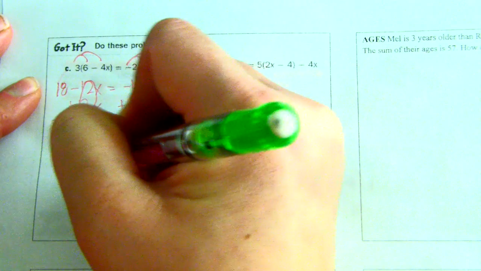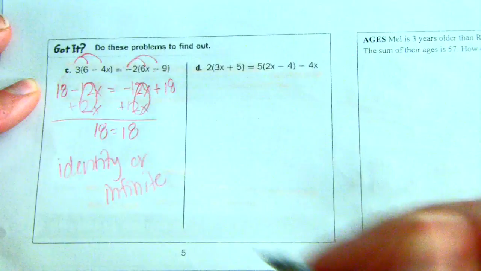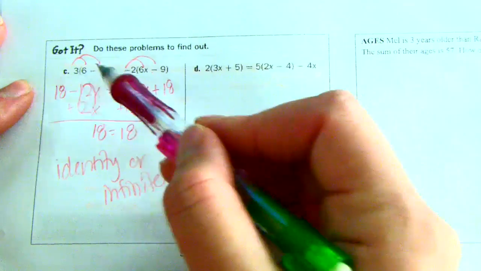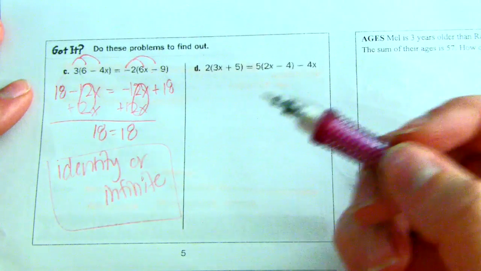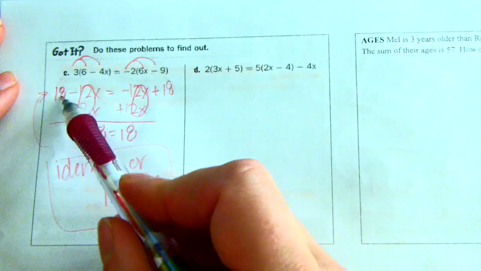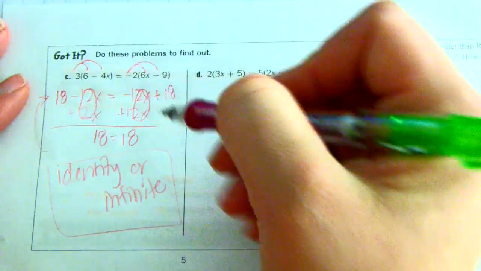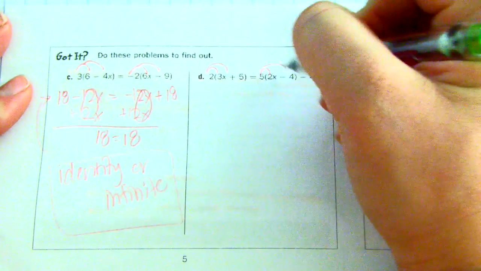Which was the identity, or you can write infinite, your choice. It means that whatever number you plug into the left side will give you that same number on the right side. That's basically what that means. I could have stopped here because I noticed I have a positive 18 and a negative 12 on both sides, but if you don't recognize that, you can go all the way down to this step.